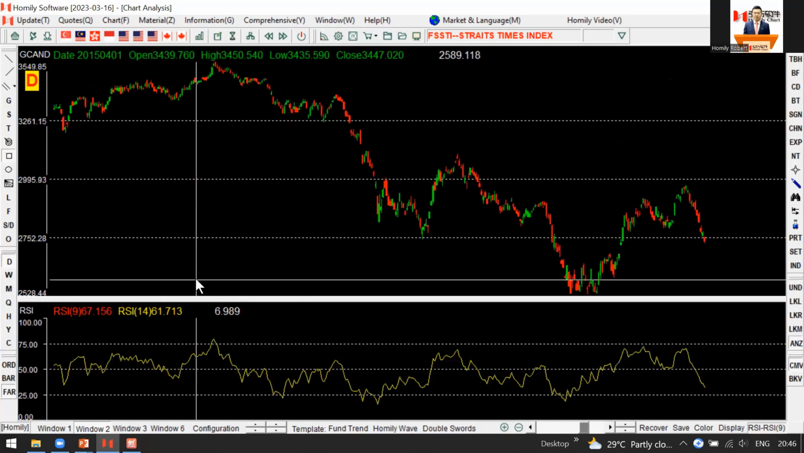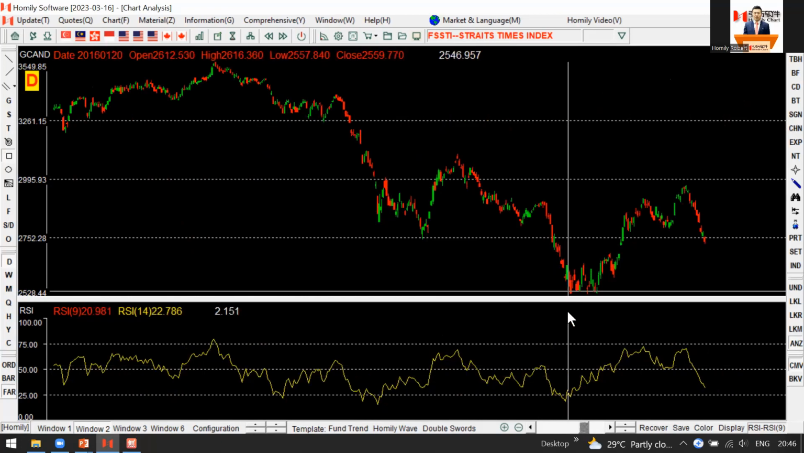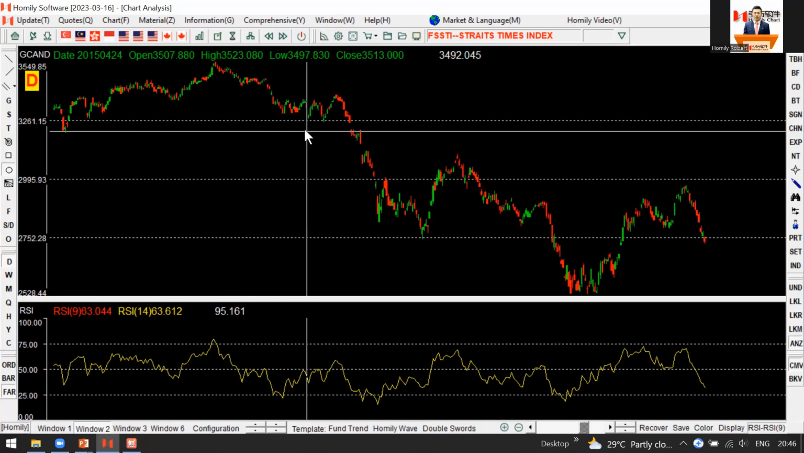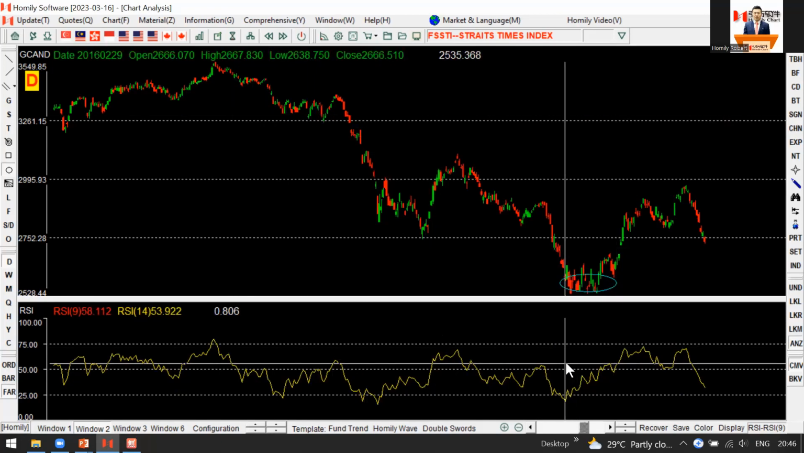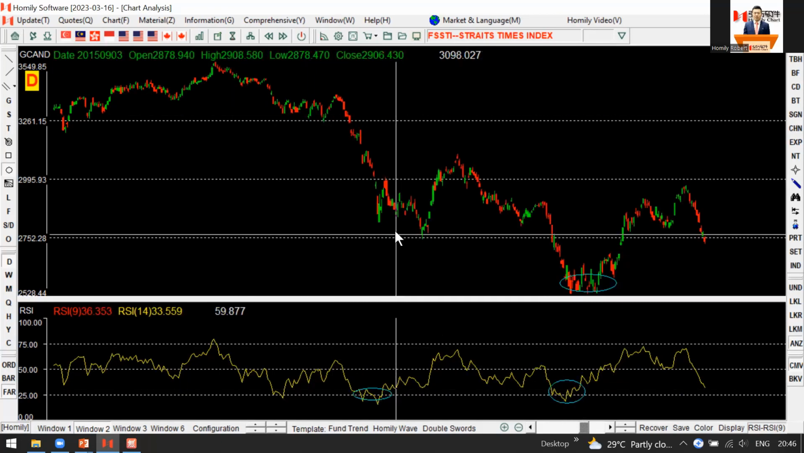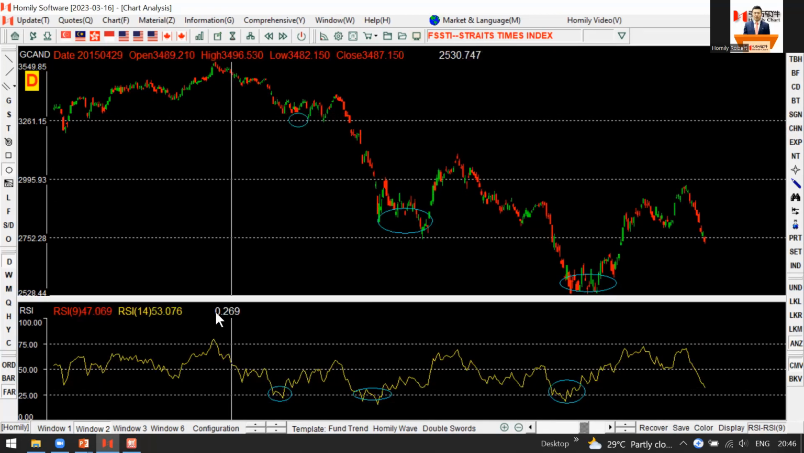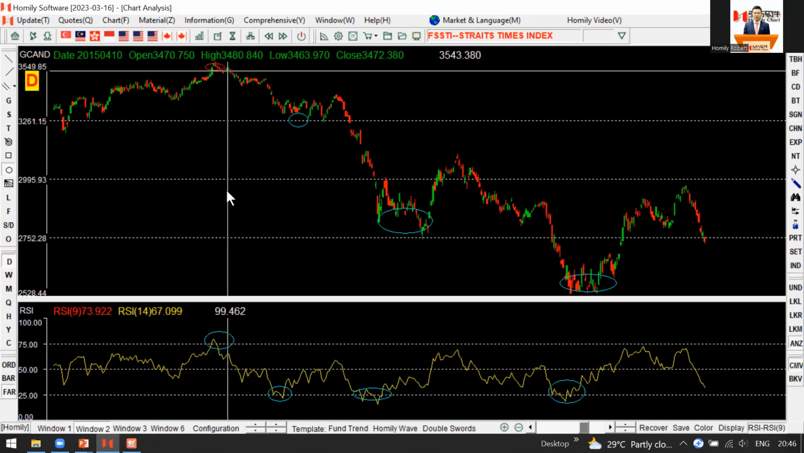Even in a bear market, this is my experience for years. The STI dropped in 2015, you see? Why can you catch the bottom? How can you? Then the high here, you see?